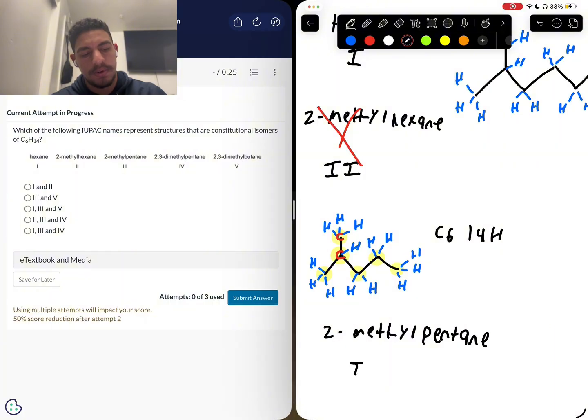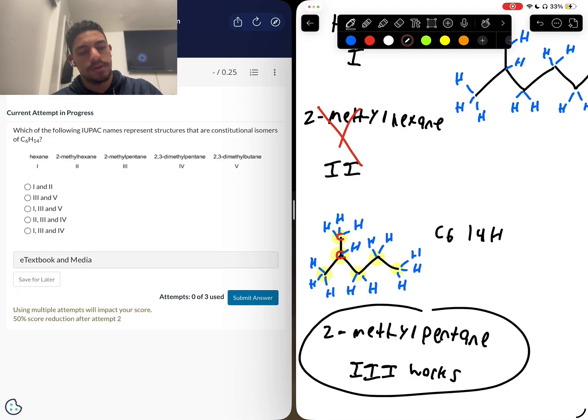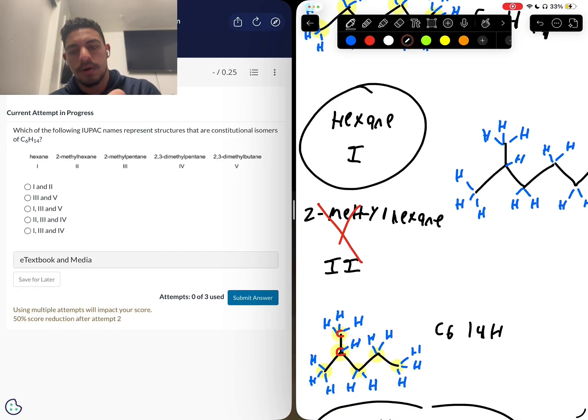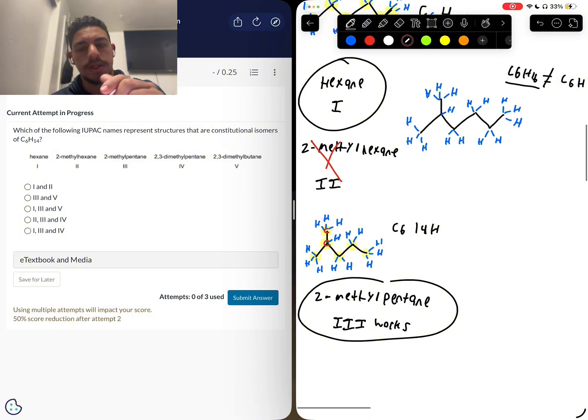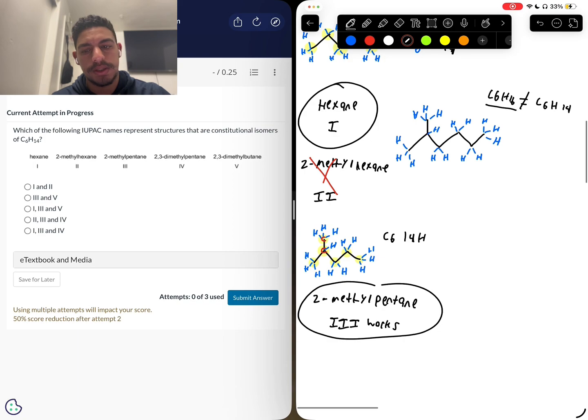So this works and this works. So we already have 1 and 3 as possible options. Now we already figured out 2 is not it, right? So we crossed out 2. You can go through the process of elimination, but I'm just going to work through all of them just to show you what they look like.